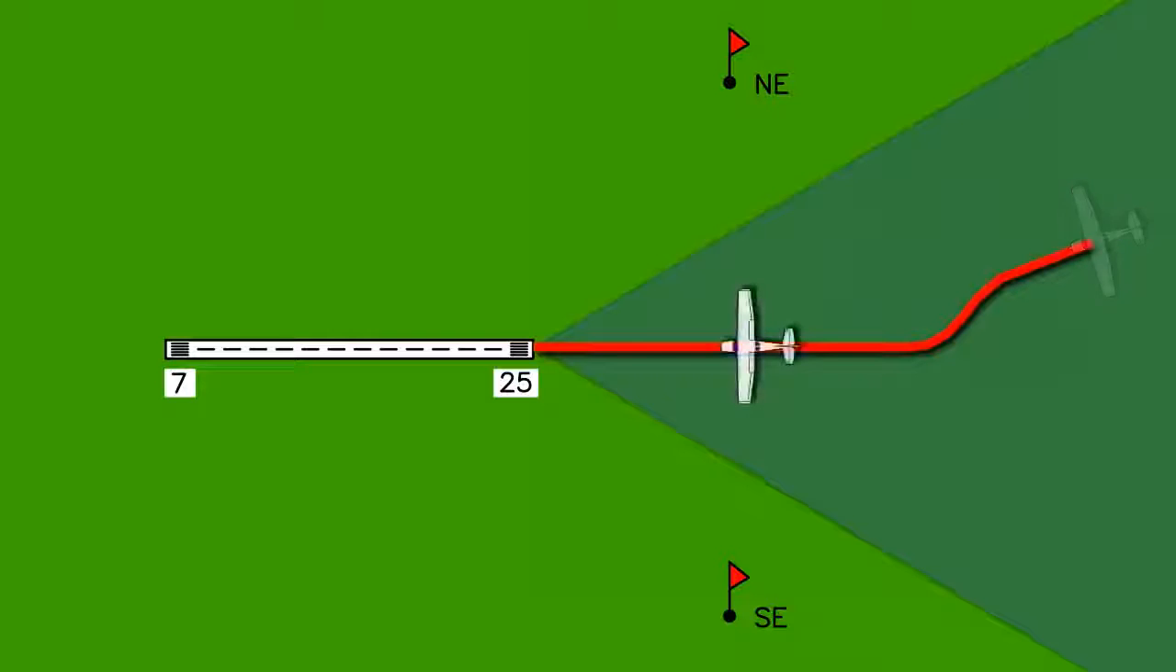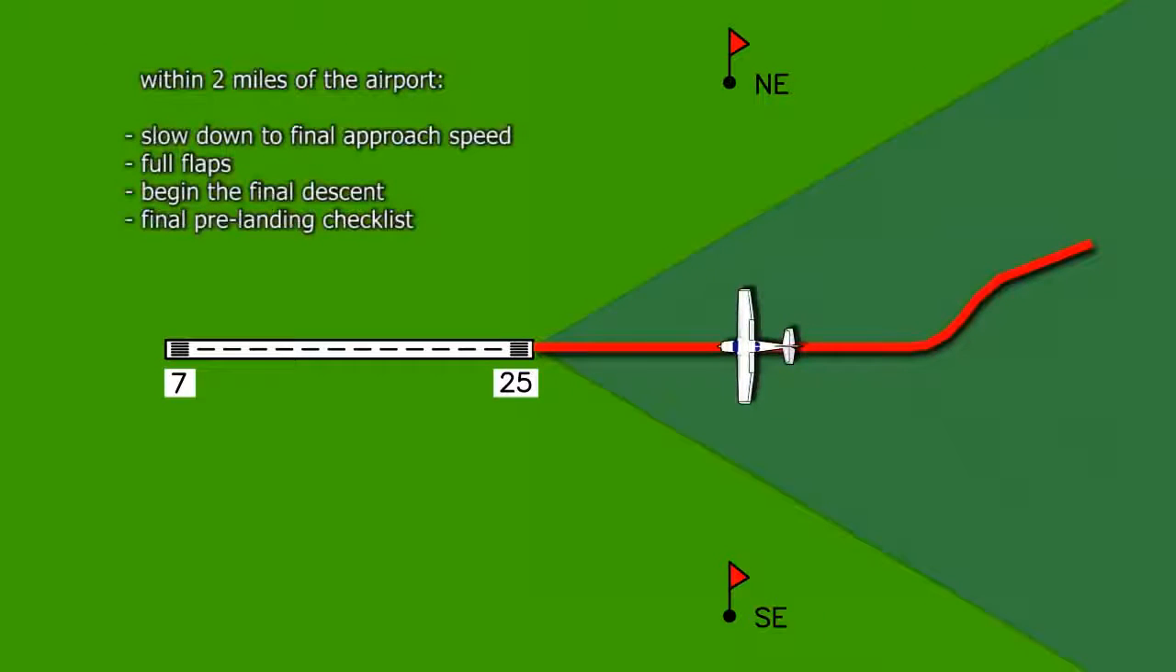Once we are within 2 miles from the airport, we'll slow the airplane down to the final approach speed, we'll put in full flaps, we'll begin our descent onto the airport, and we'll perform our final pre-landing checklist.